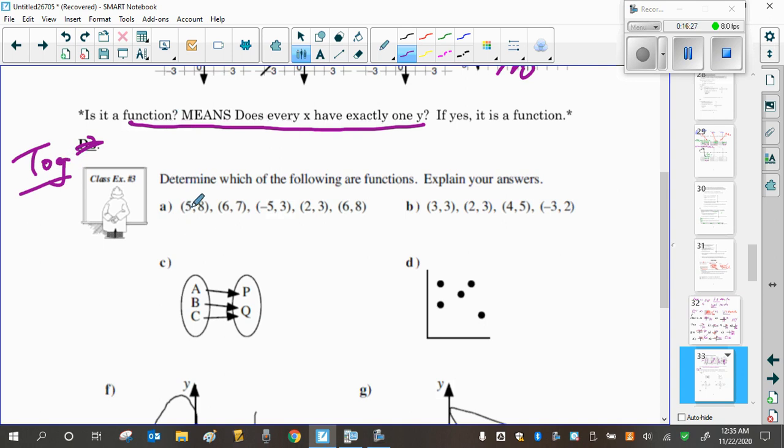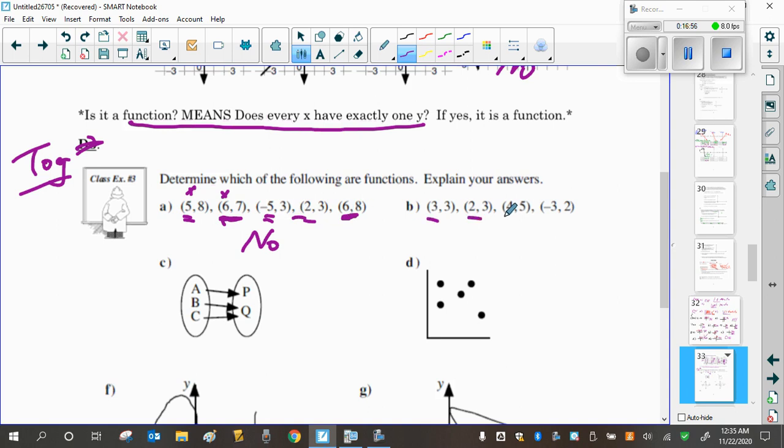For the ordered pairs, you just look at the x's. These are all the x's, so you just look to see if they're all different. If they're all different, then it's a function. If they're not different, 6, 7, and 6, 8, well, it's an x that has 2 y's, so not a function. Because you can only have one y for each different x. They cannot repeat.